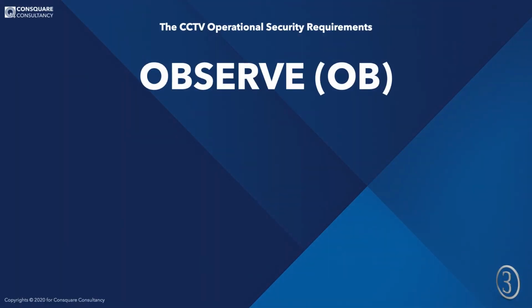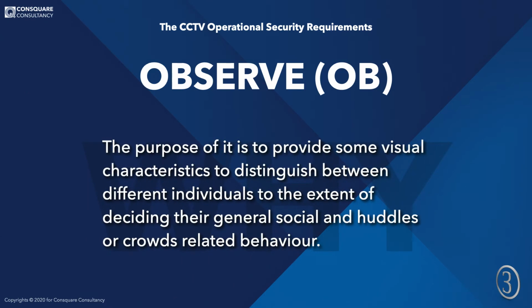The third one is to observe, or in short known as OB. Why do we use an observation camera? The purpose of it is to provide some visual characteristics to distinguish between different individuals, to the extent of deciding their general social and huddles or crowds related behavior.